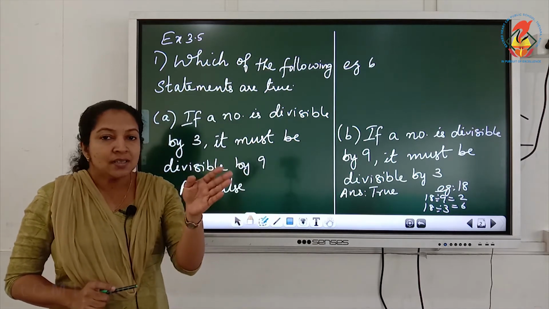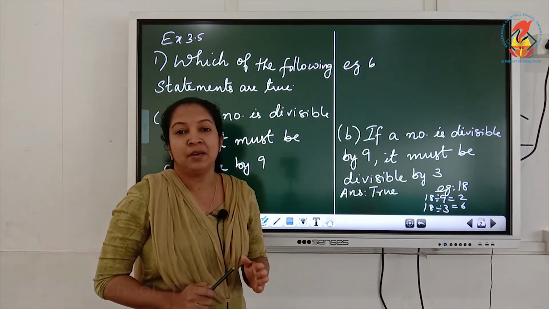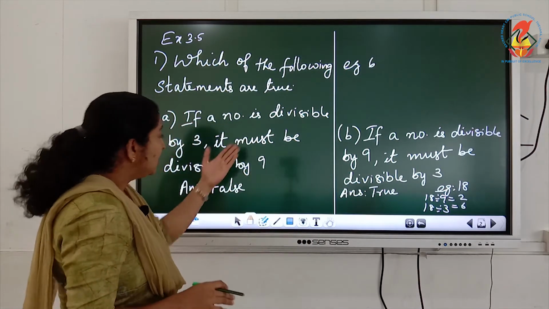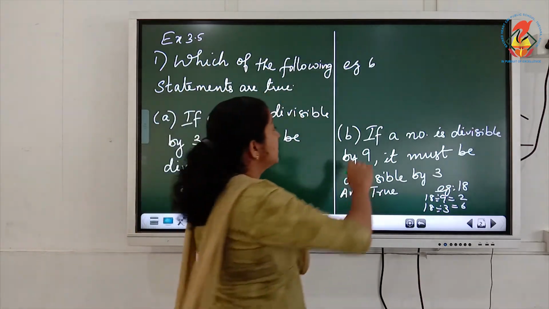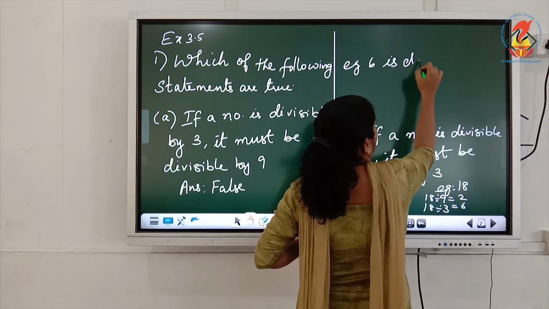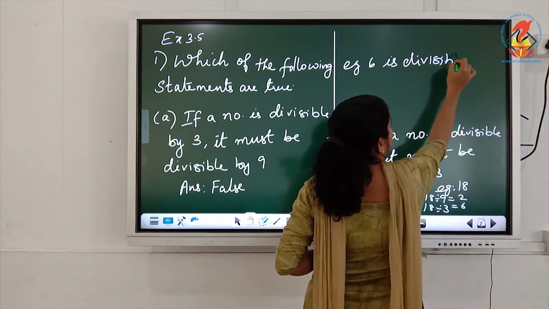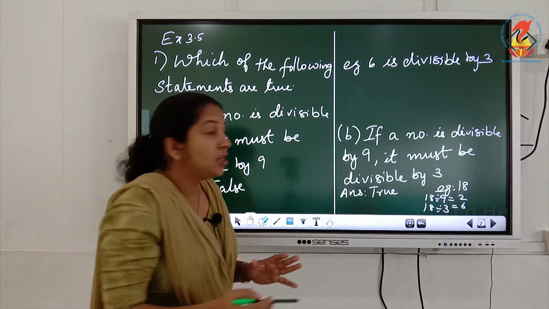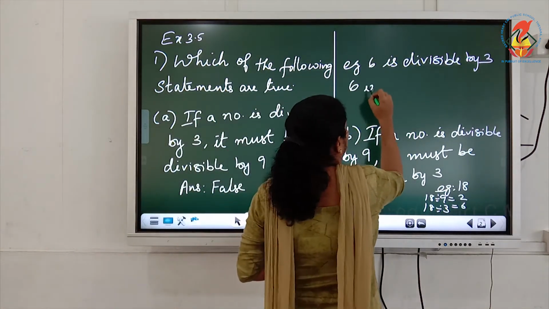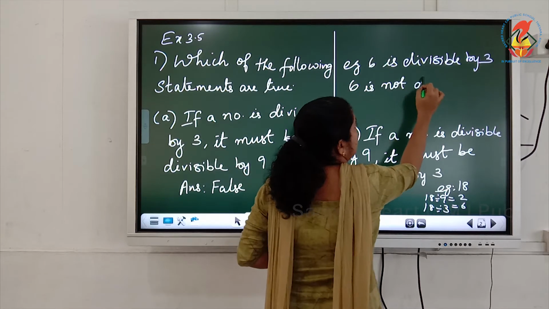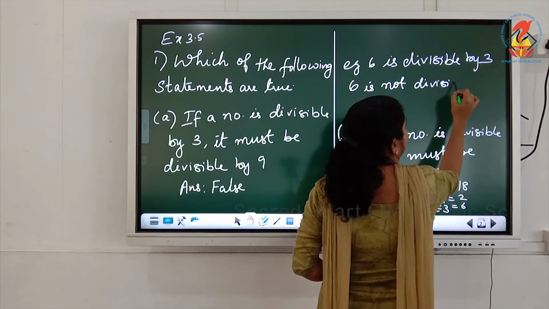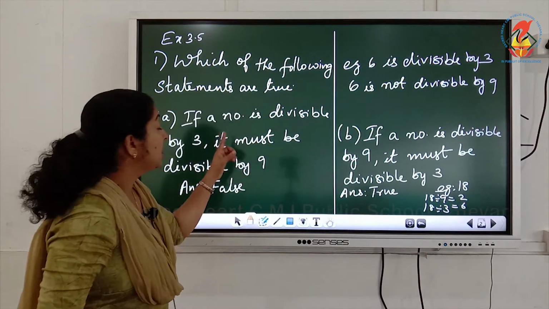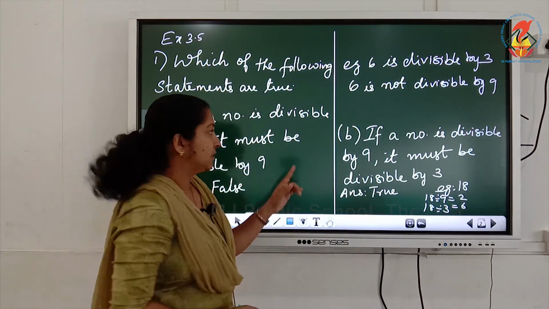Divisible by 3 doesn't mean divisible by 9, because 9 is bigger than 3. So, consider an example, 6. 6 is divisible by 3, but 6 is not divisible by 9. So, the statement is false.